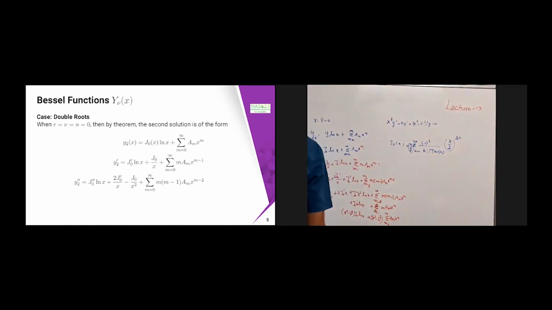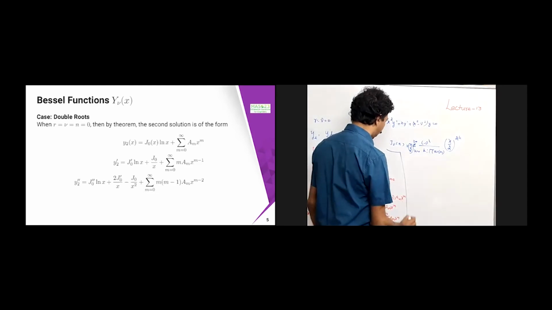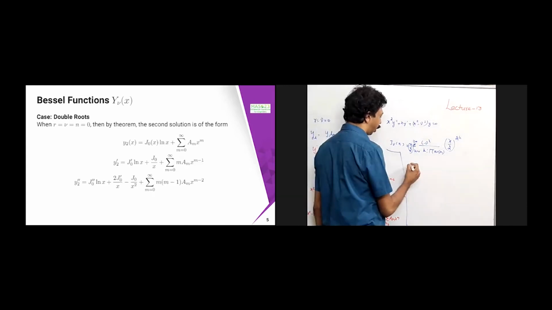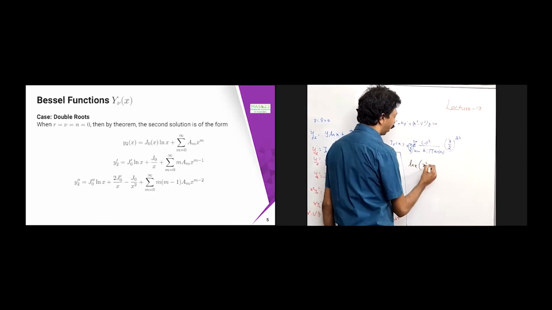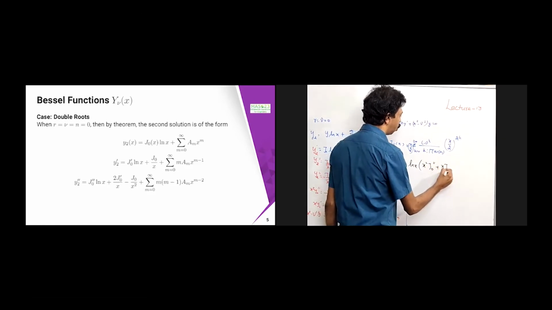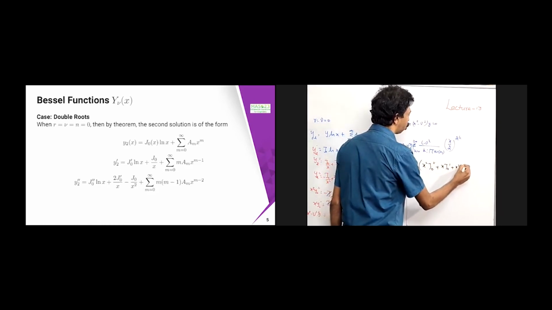Now if you see here, these two are the same, the J0 terms, so I'm just cancelling them out. I'm going to concentrate only on these three terms. If I take those terms together, I take ln x out, so ln x into x square into J0 double dash plus x into J0 dash plus x square minus mu square into J0 is going to come. You can see that ln x is common, I'm taking it out.